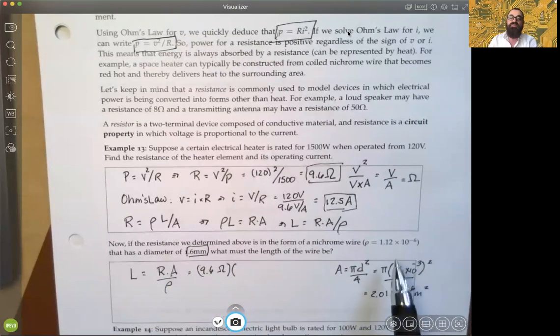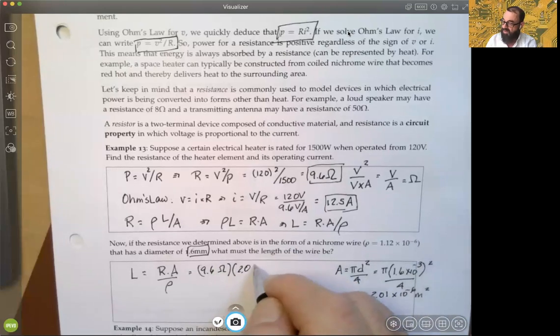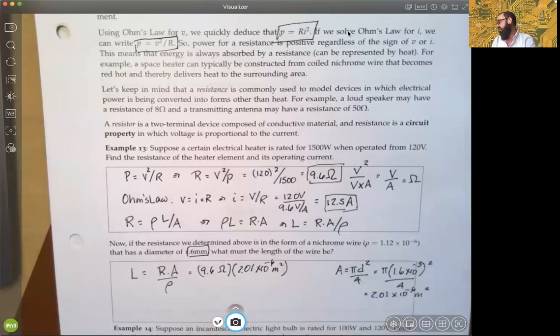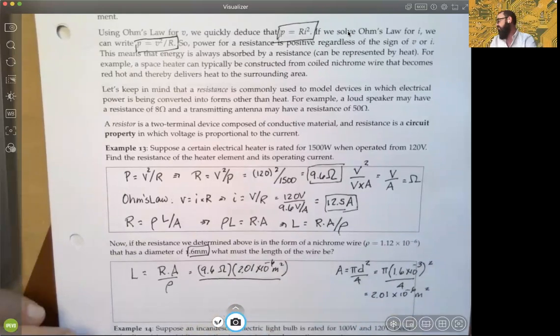And of course, exponent-wise, you can see what's going to happen, 10 to the minus 3 squared, you should be getting something on the order of 10 to the minus 6 back. So we now know what the area is for that wire. So we'll plug that in, 2.01 times 10 to the minus 6 meters squared. And that needs to be divided by the resistivity.